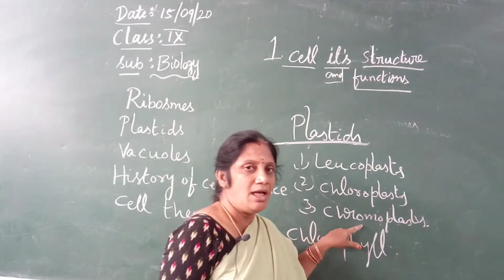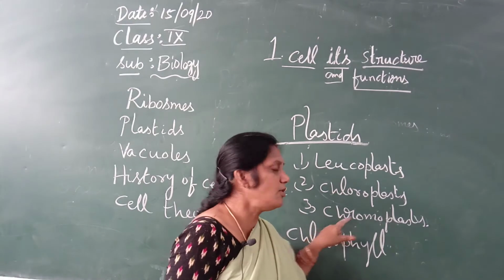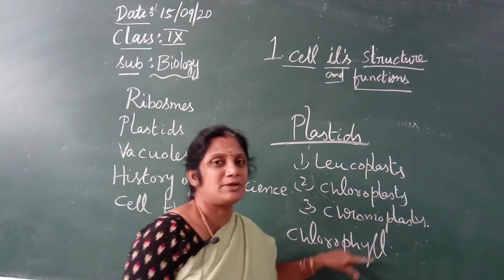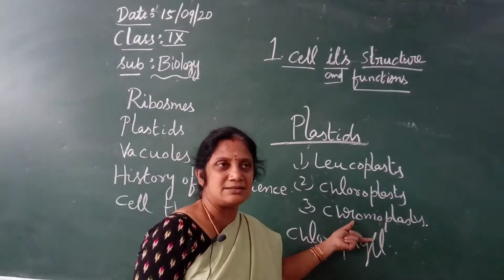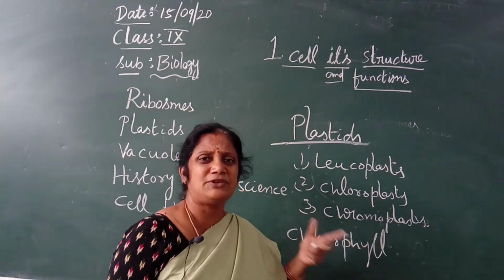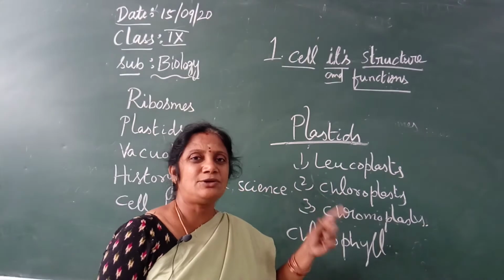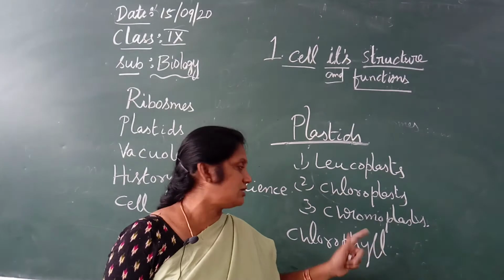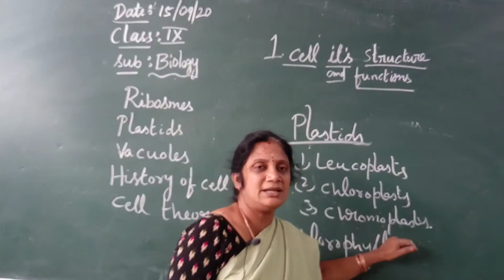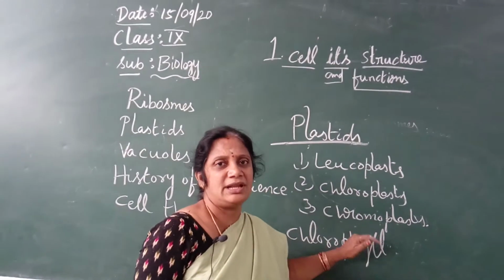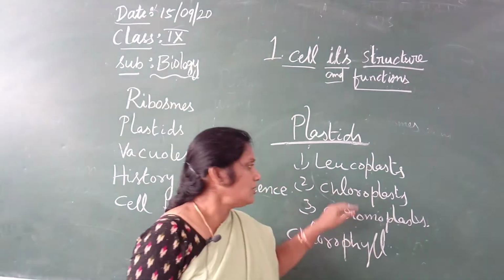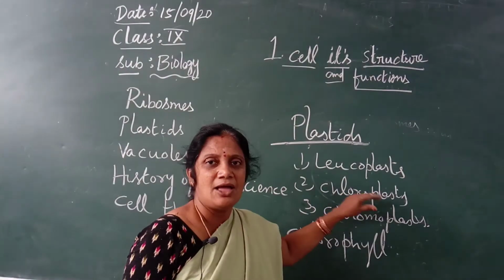Then we come to the chromoplasts. Chromoplasts contain colored pigments. You see in plants, fruits and flowers are of different colors. The colors are added to those flowers or fruits because of chromoplasts. They come in different colors: yellow, red, brown. Now we should discuss the structure of the chloroplast.